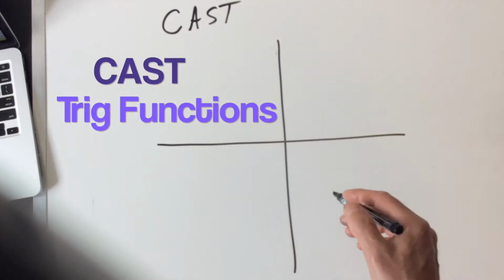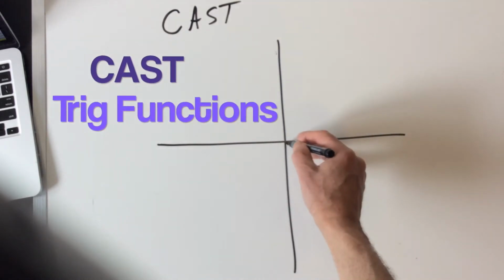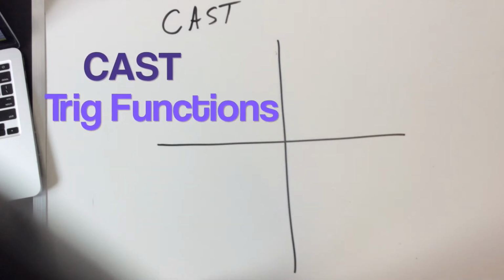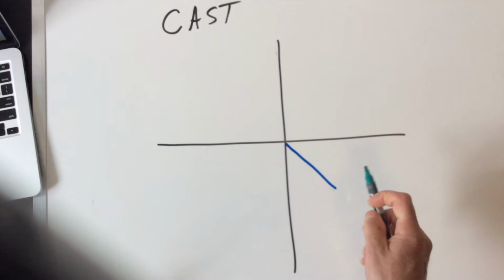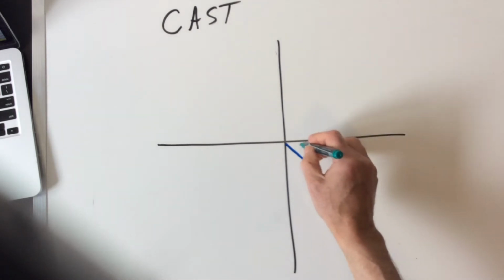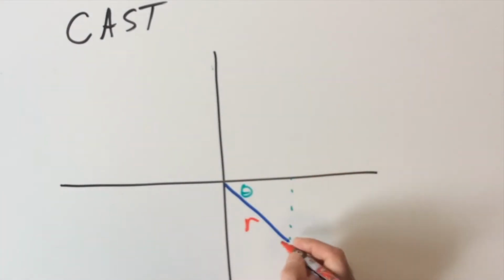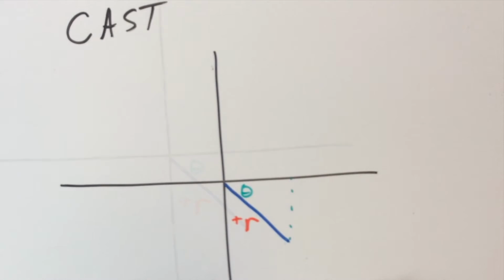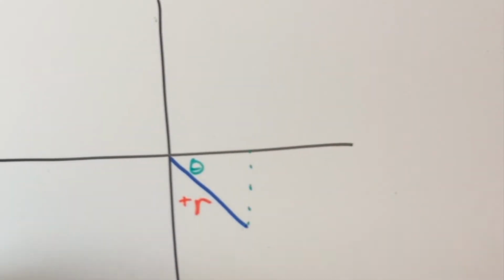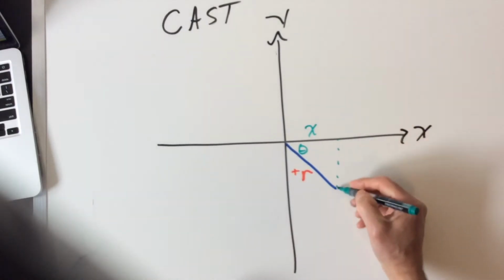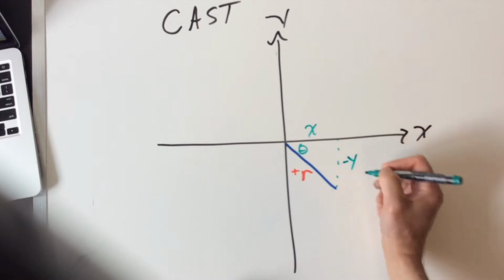So what we're going to start with is what we just looked at. If we have an angle down here, our reference angle is always going to be here. This is our reference angle. We know that this is R. R is always positive. X, on the other hand, in this case is positive. In this case, the Y is going down.